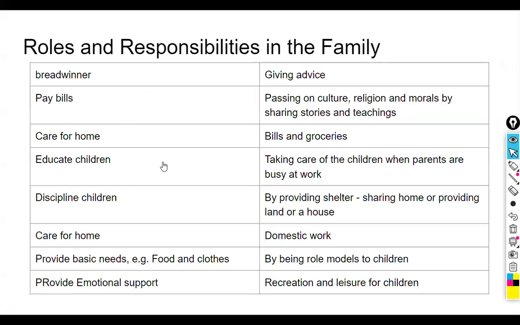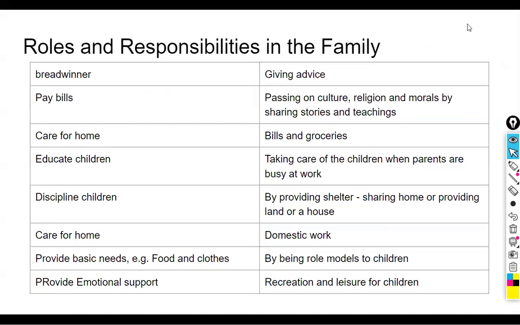Let's take a look at this slide, which seems like a lot of writing, I know. This is a list of some of the things that have to be done in the family, right? So we need a breadwinner. We need to give advice. We need to pay bills. We need to pass on culture, religion, morals, share stories and teaching. So pass on culture, right? We need to care for the home.